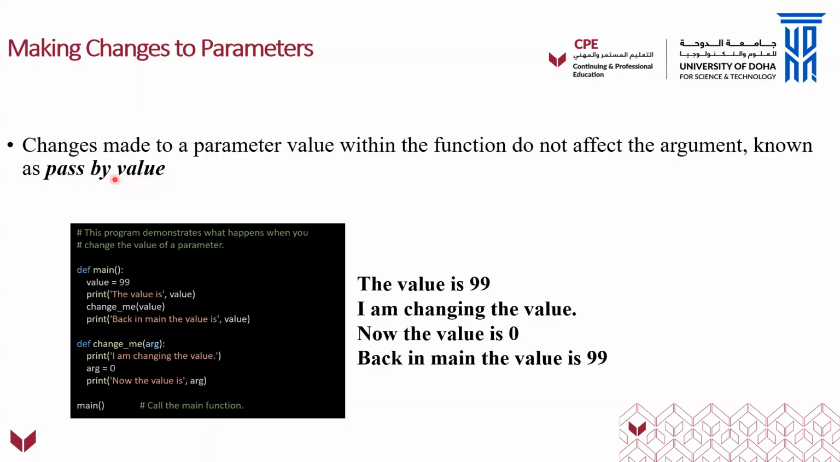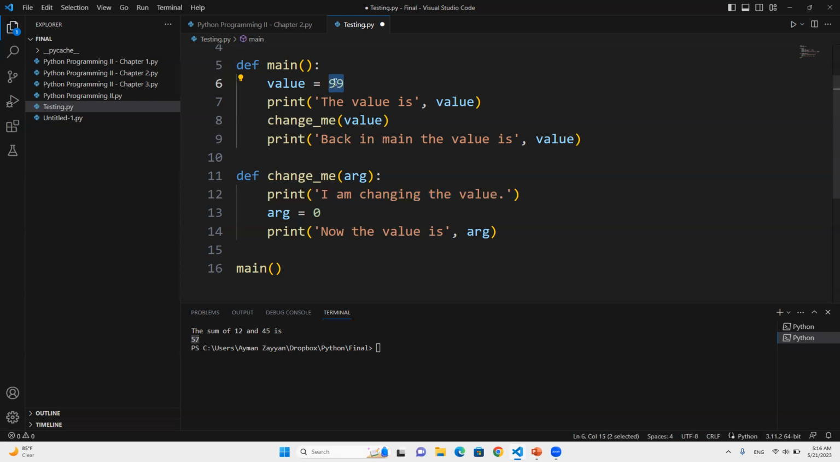I am passing the value, or I am copying the value. So actually, what will happen over here, I am taking a copy of the value, which is equal to 99, to be saved in arguments. So as a result, still, I have value equal 99 inside the main, and I have argument equal 99 inside change me. So when you replace argument from 99 to 0, it means argument will be equal to 0 inside change me, while value will remain equal to 99 inside the main.